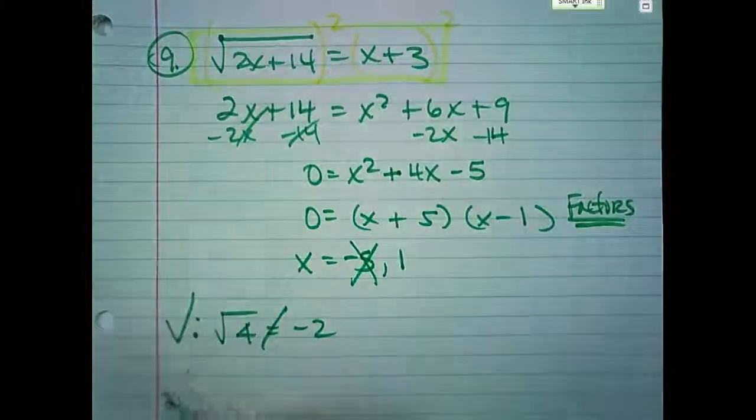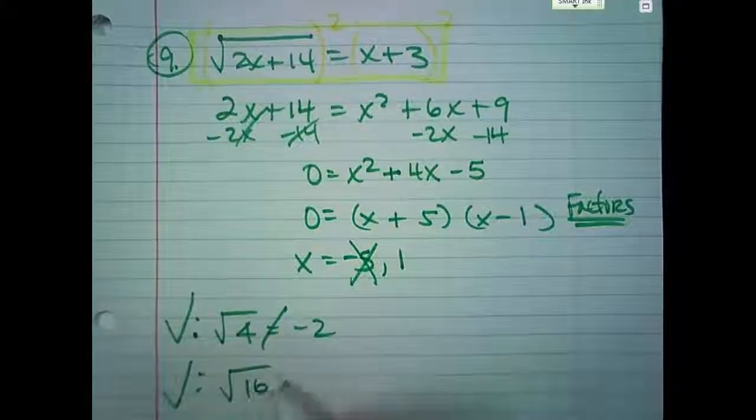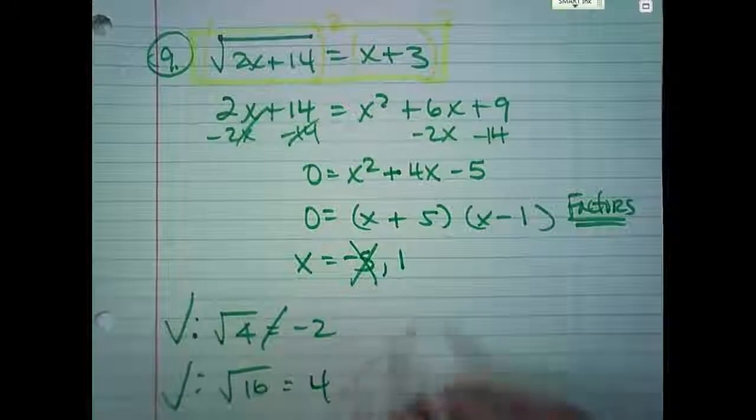On here, check this one. You get 1. 2 plus 1 is 16 under the square root. It does equal 4. That's right.